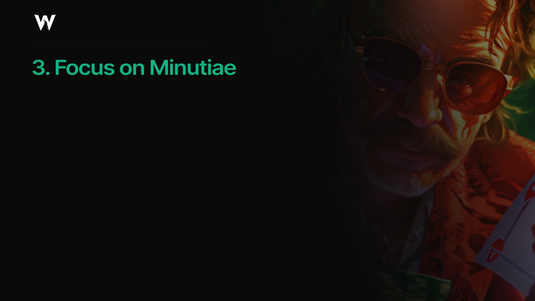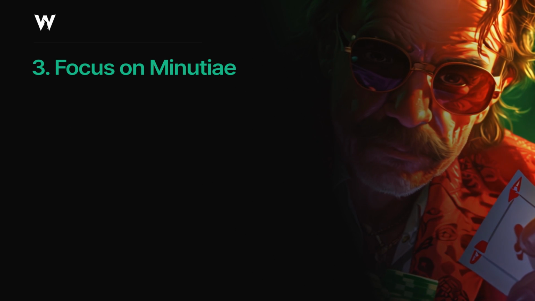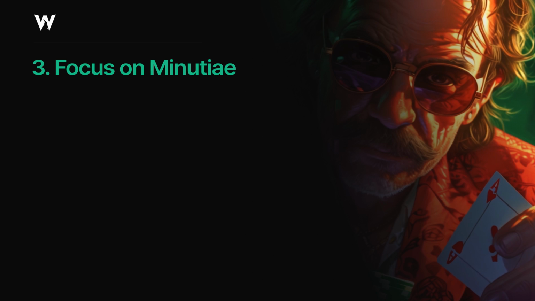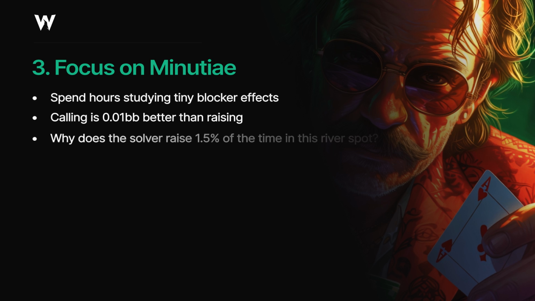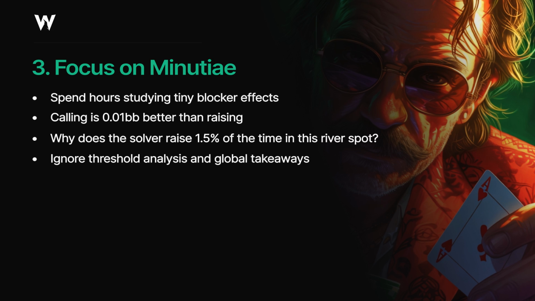Tip number 3, focus on minutia. If you want to make the least amount of progress possible, it is crucial that you spend hours studying tiny blocker effects and trying to figure out why calling is 0.01 big blinds better than raising. You should definitely spend all day trying to figure out why the solver raises 1.5% of the time in this river spot with this very strange combination. Ignore threshold analysis, don't do any global takeaways, only focus on these minutia, and that will ensure that you waste the maximum amount of time studying.